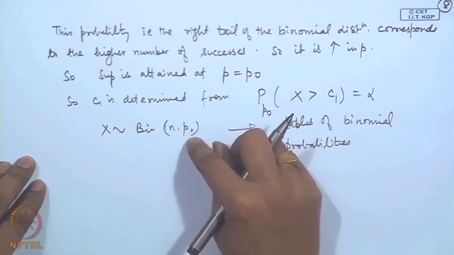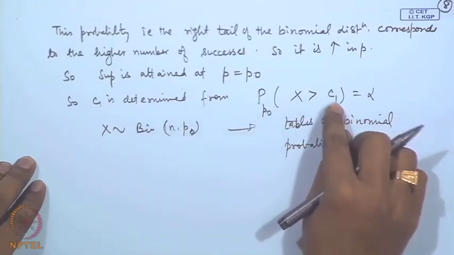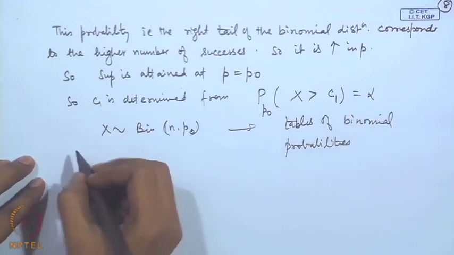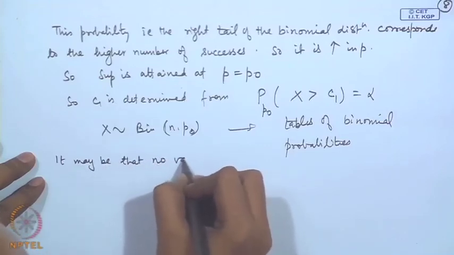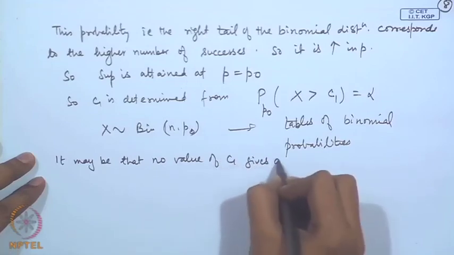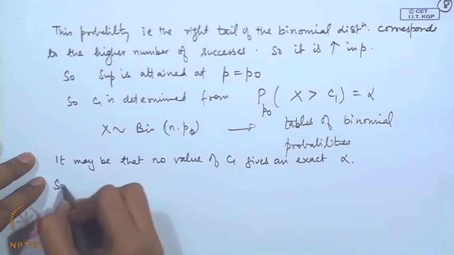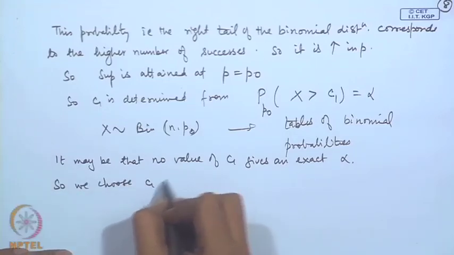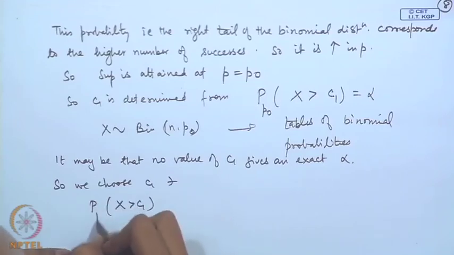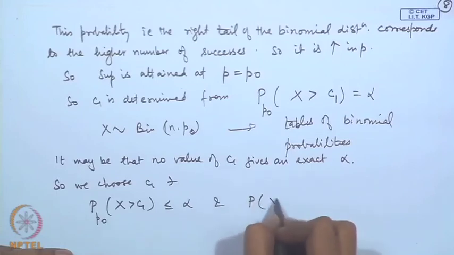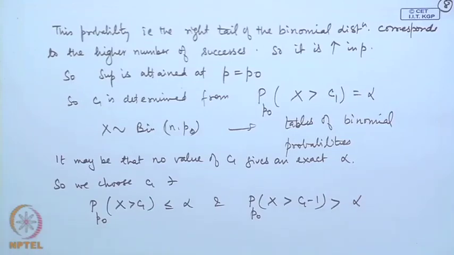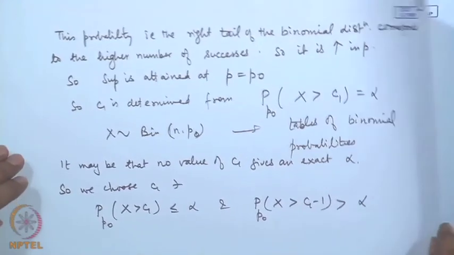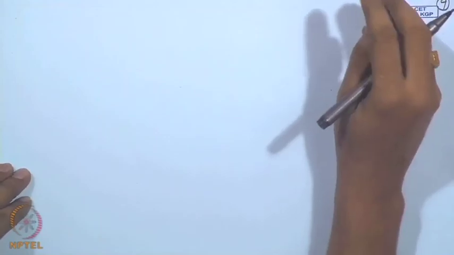Now, this being a discrete distribution, it is quite possible that there may not be any C 1 for which this is equal to alpha. It may be that no value of C 1 gives an exact alpha. So, we may choose C 1 such that probability x greater than C 1 at p naught is less than or equal to alpha, but probability of x greater than C 1 minus 1 at p naught is greater than alpha. So, this is the likelihood ratio test for the proportion of a binomial distribution.